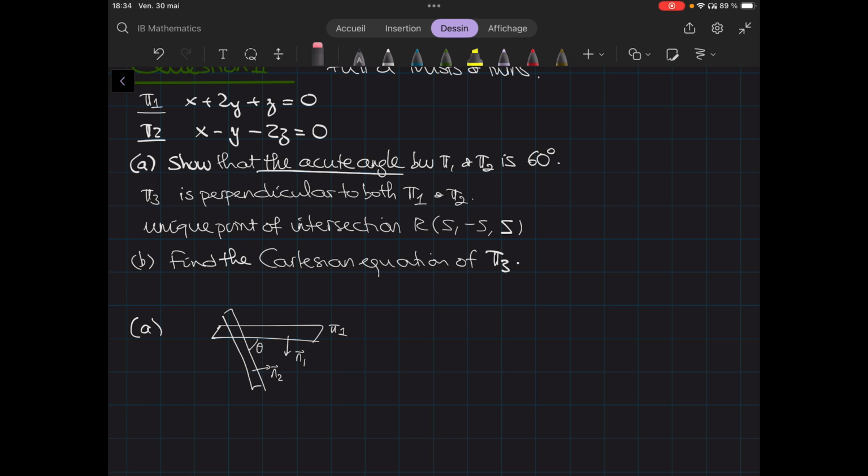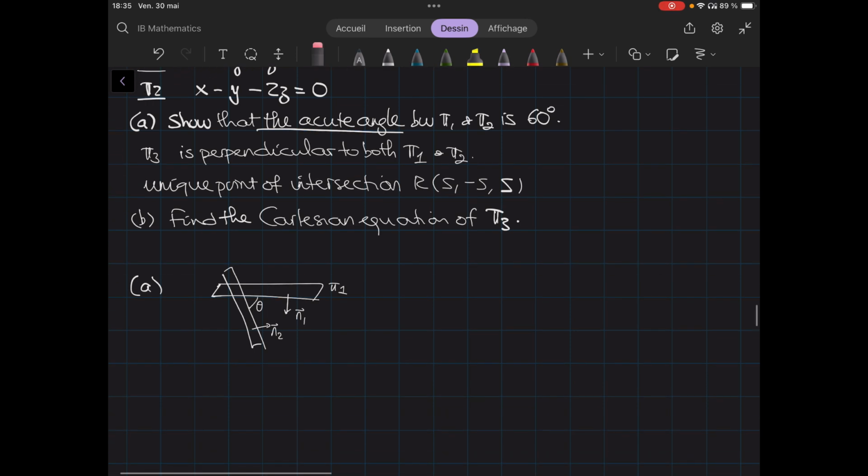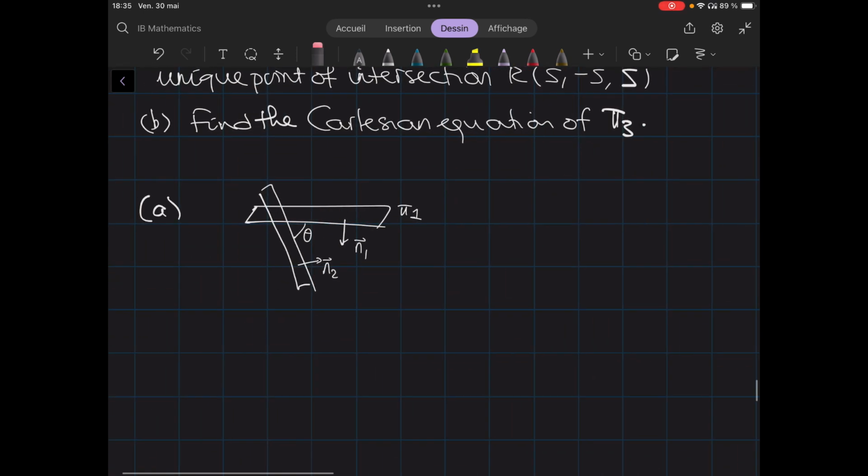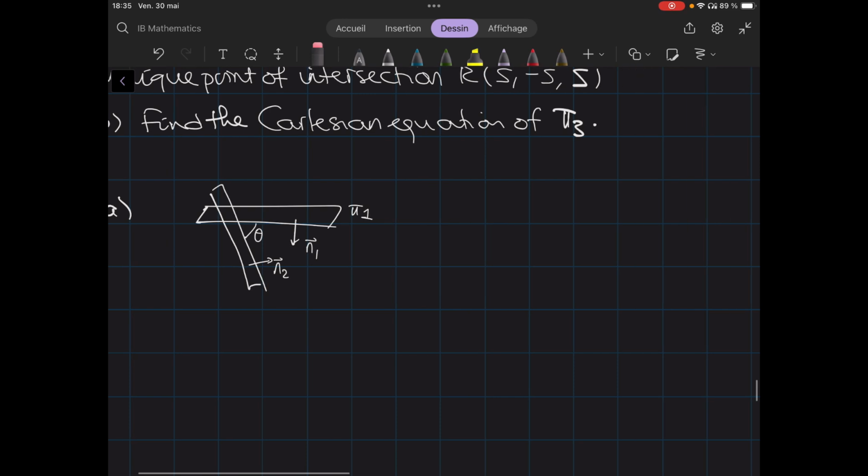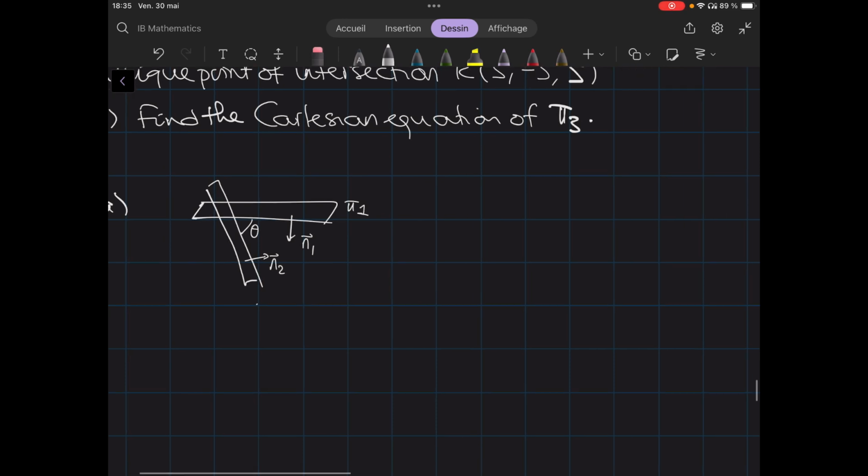You're asked to show the acute angle between pi1 and pi2 is indeed 60 degrees. It is always useful to draw a diagram, just like this. You can draw the two planes pi1 and pi2. You can also draw the direction vectors, the normal vectors of the two planes. And using that information, we can then deduce the value of theta.